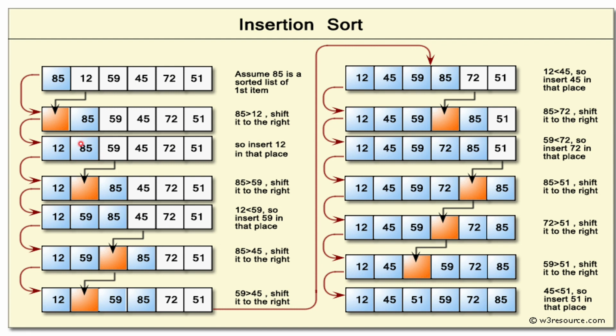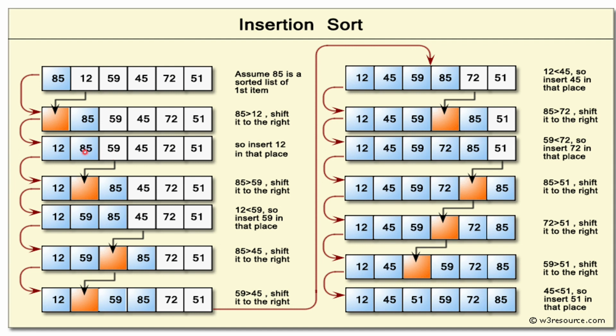Now take the next element, the third position, which is 59. Now we have to compare 59 with its before elements. The before elements of 59 are 85 and 12. At first compare 59 with 85. When we compare the 59 with 85, we see that 85 is larger than 59. So we have to shift the 85 to the right side.